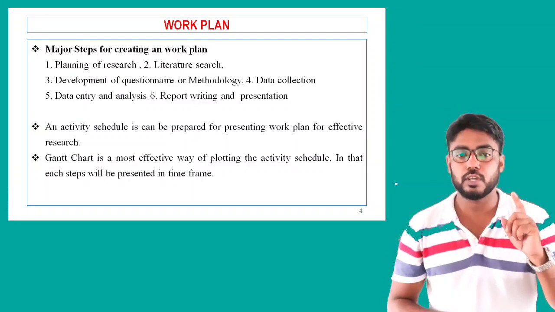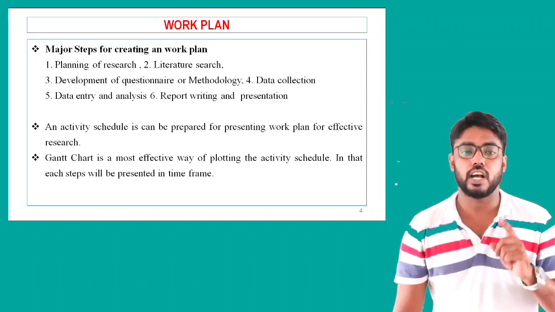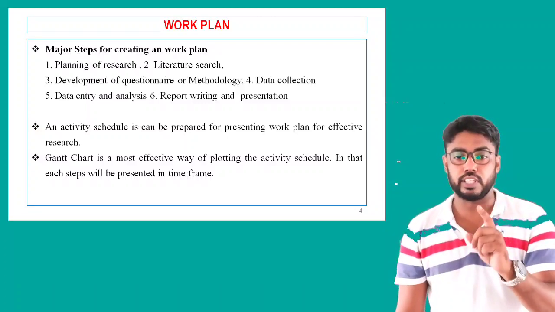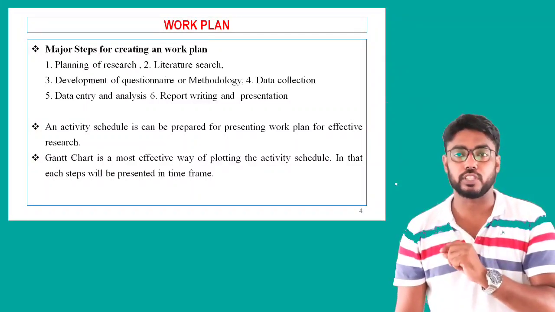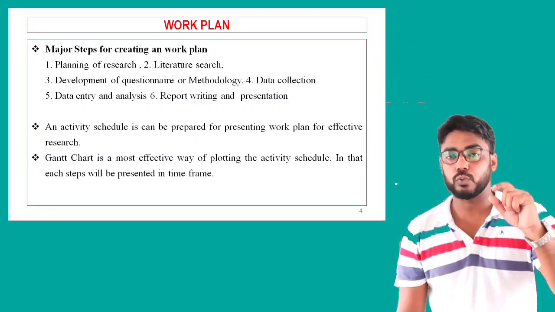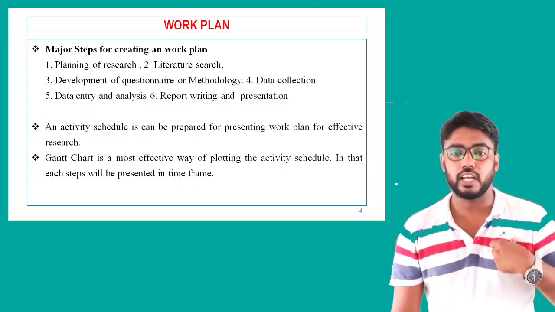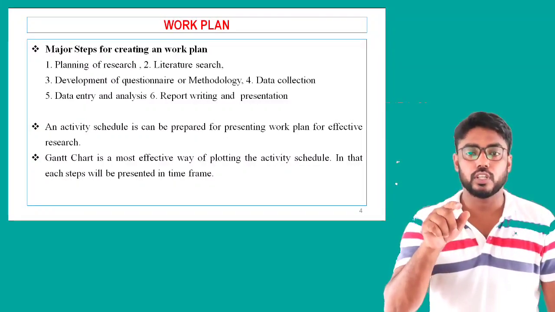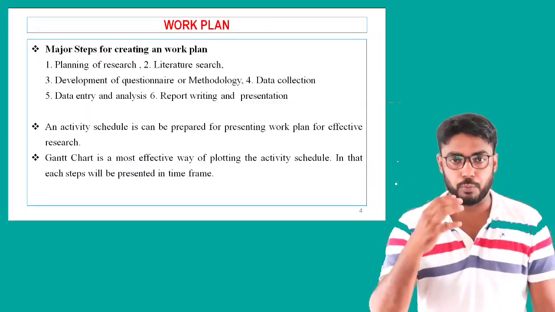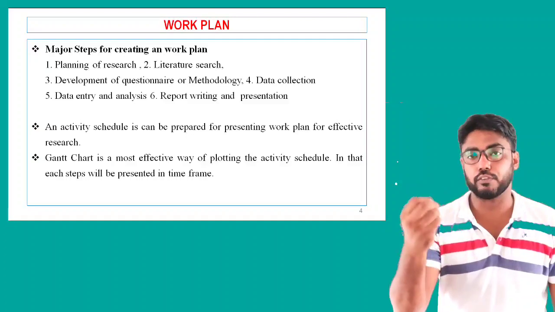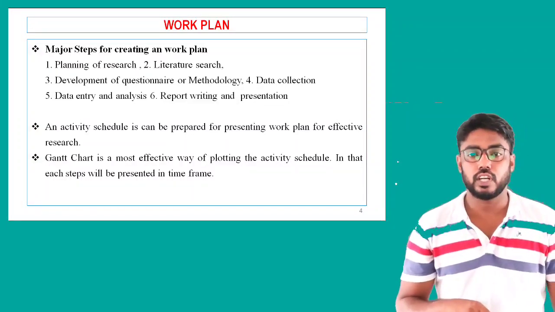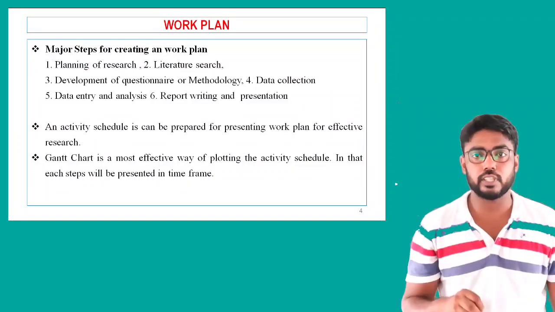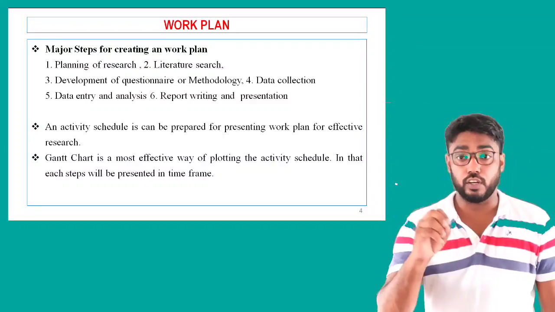One is planning of research. Second is literature search, third is development of questionnaire or methodology, fourth is data collection, fifth is data entry and analysis, and sixth is report writing and presentation. The first, planning of research, means you have to make a research plan. The second, literature search, means you have to search the literature related to this topic. Then you make a questionnaire for the survey of your research, and develop a methodology for doing experiments in the lab.